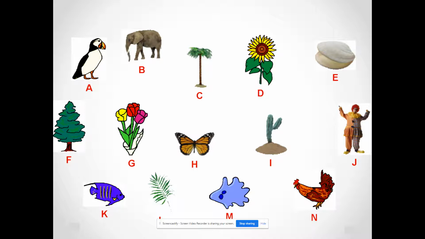So anytime you're doing a dichotomous key, is something wrong, guys? Humans are animals. We are animals. Yeah, we belong in the animal kingdom. Homo sapiens. That's our scientific name.